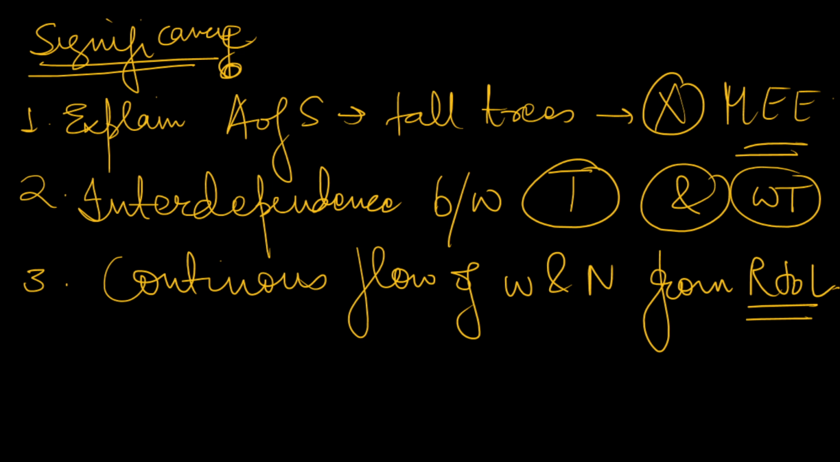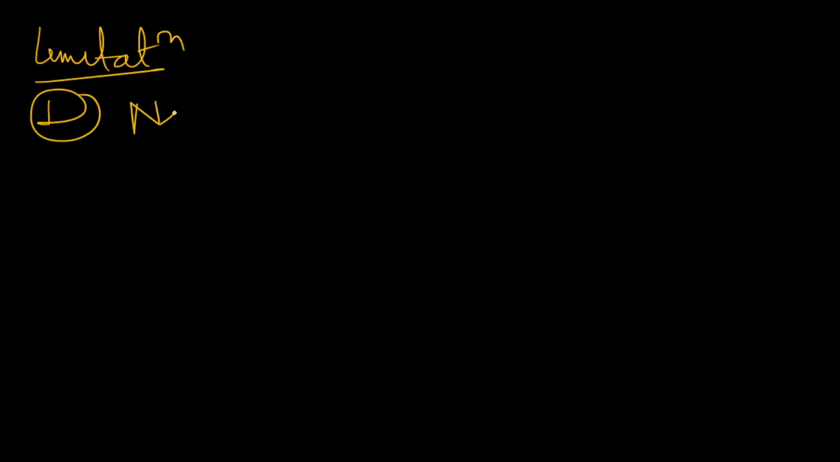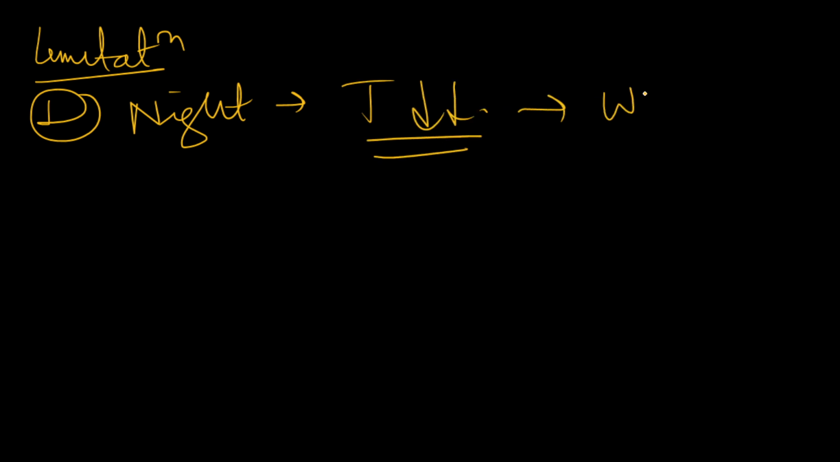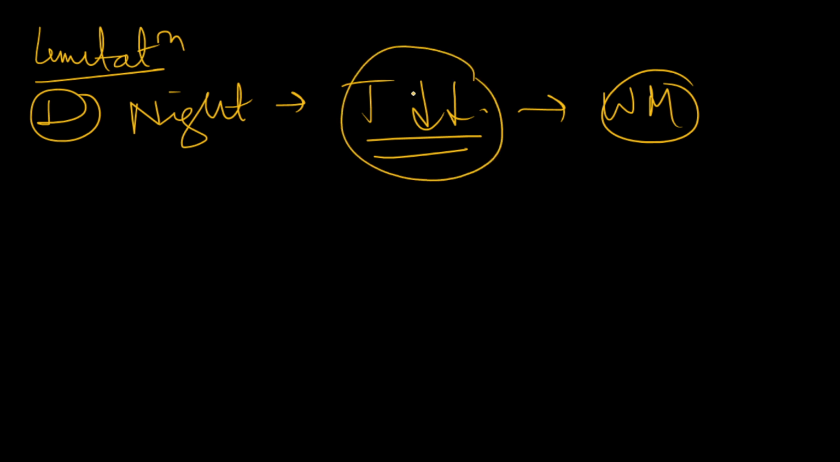Now there are certain limitations also which you can mention. Limitations. First one is that the theory cannot fully explain water movement when transpiration is low. For example, at night. So what happens at night? The transpiration is very low. So this theory doesn't fully explain what happens to the water movement during this time when the transpiration is very low.